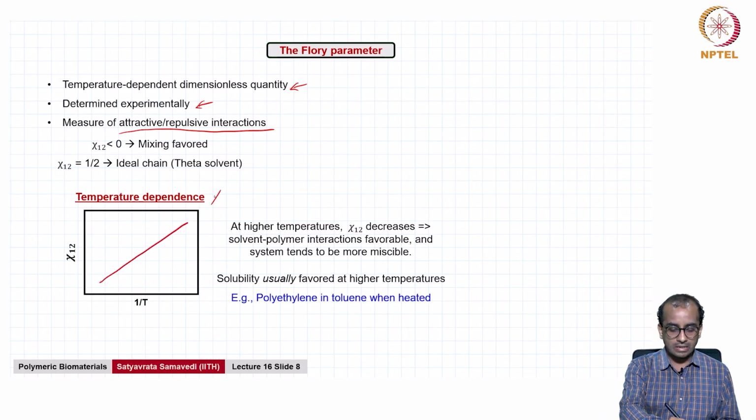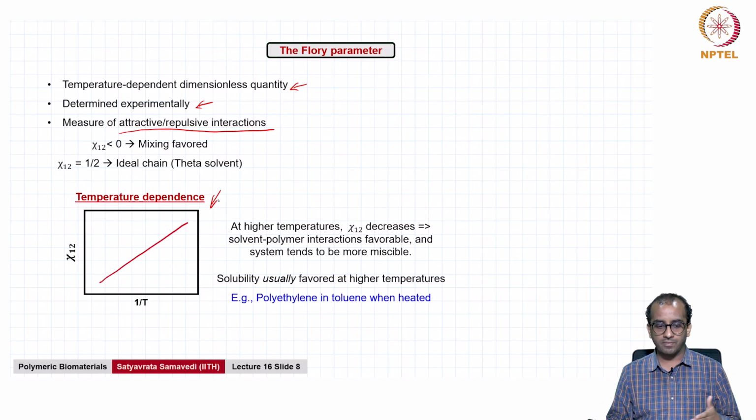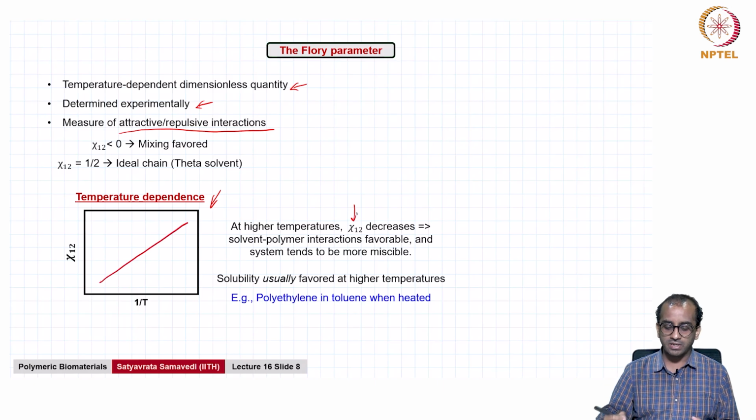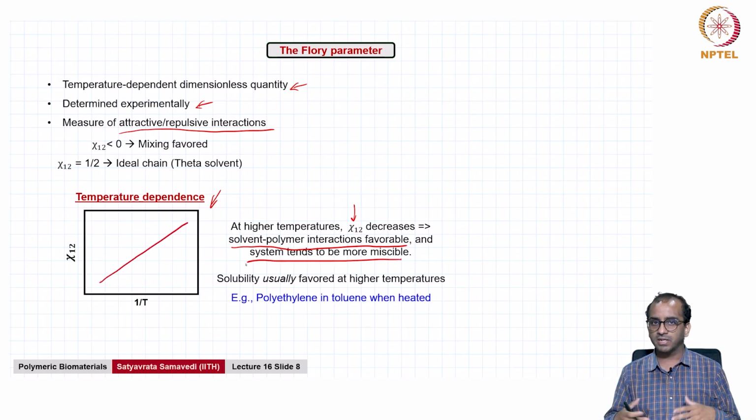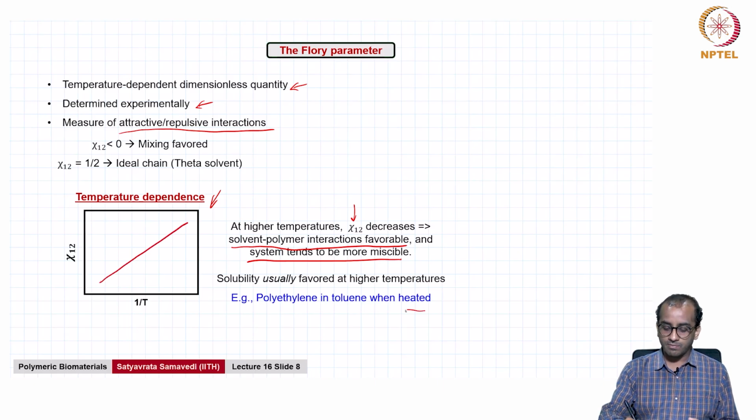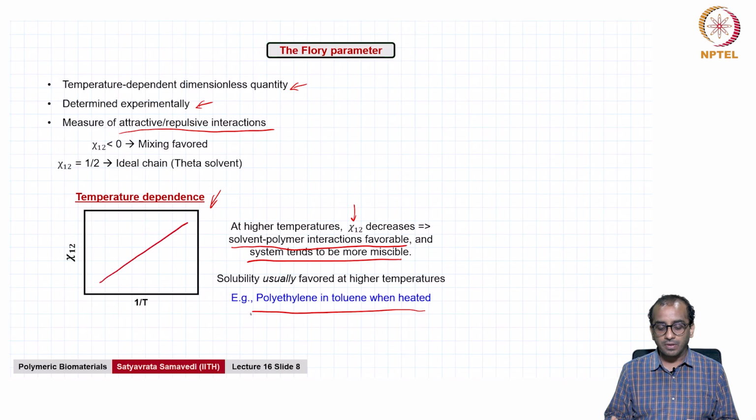And shown here is a plot describing how Flory parameter depends on temperature. Typically at higher temperatures, the Flory parameter decreases, and as Flory parameter decreases, the solvent polymer interactions become favorable and the system tends to be more miscible, which means mixing is more easily favored, which may explain why many polymer solvent systems solubilize better when they are heated. This is one way to think about it. One example of that is given here.